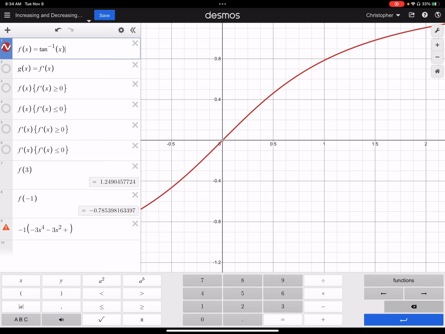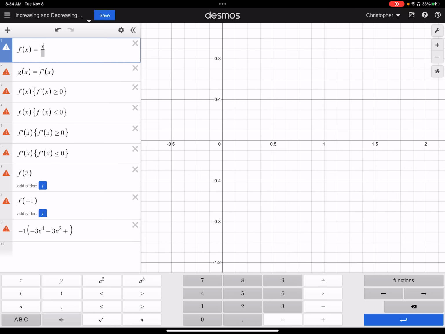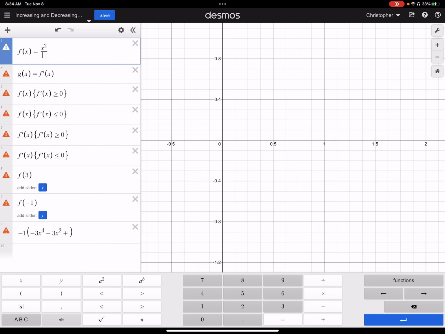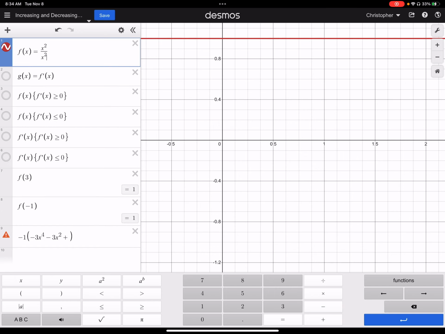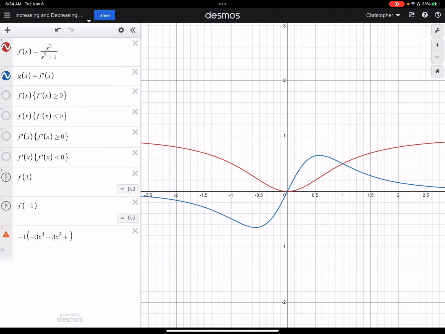So let's type this function in Desmos. It was x squared divided by x squared plus 1. And so notice, oh, we'll turn this on too. All right, so that's the part that we want. So I'll turn this off, turn this on. So the dotted red line corresponds to the original function. The solid red line is the graph of the derivative.